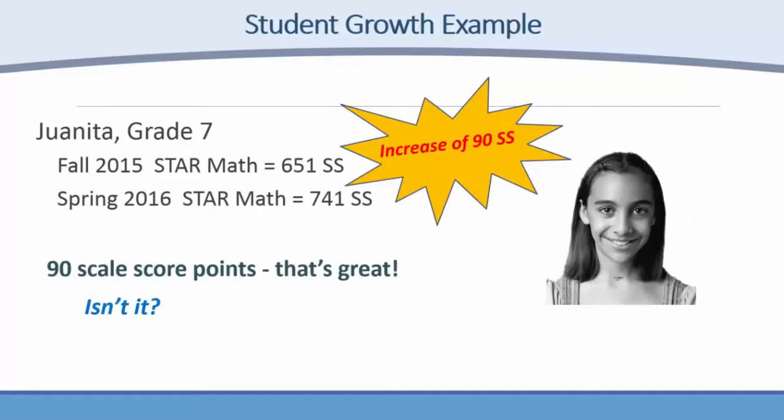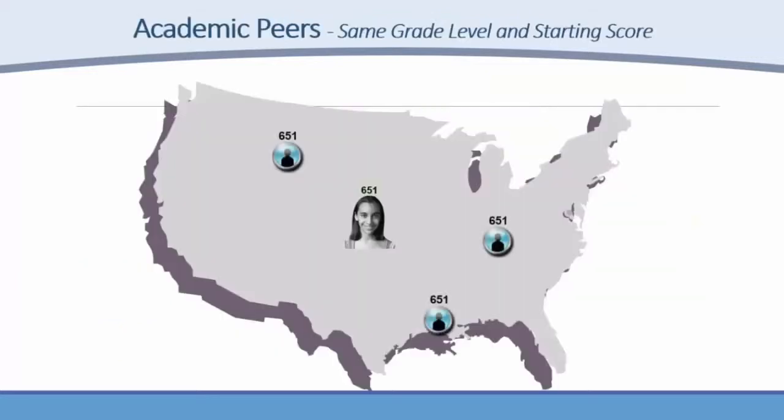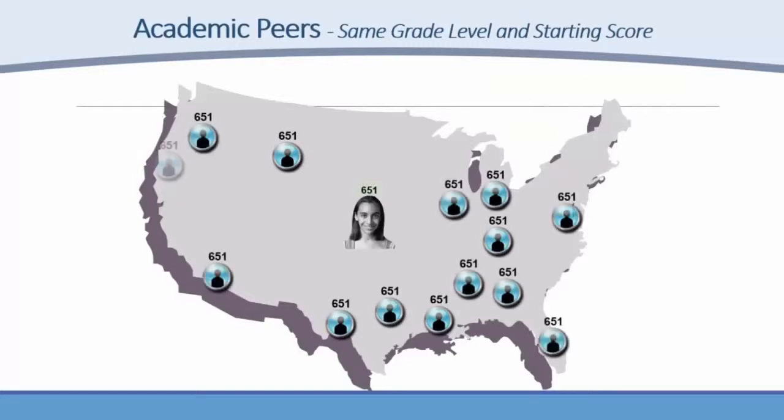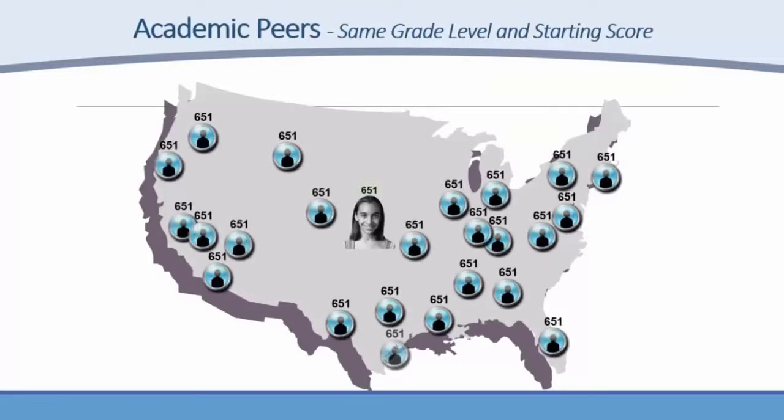This isn't an easy question to answer because students at different performance levels in different grades grow at different rates. For example, a high-achieving 3rd grader grows at a different rate than a low-achieving 3rd grader. A high-achieving 3rd grader grows at a different rate than a high-achieving 2nd grader. The answer? Compare Juanita's growth to that of her academic peers. Juanita's academic peers are students at the same grade level with the same starting scale score.